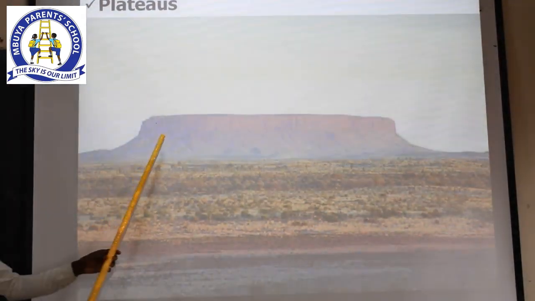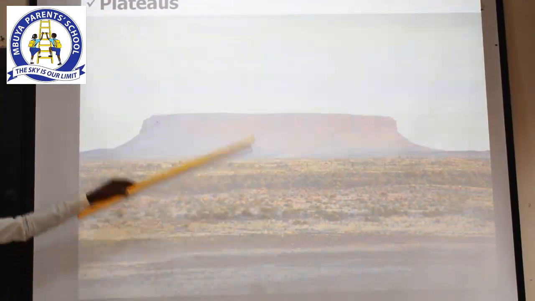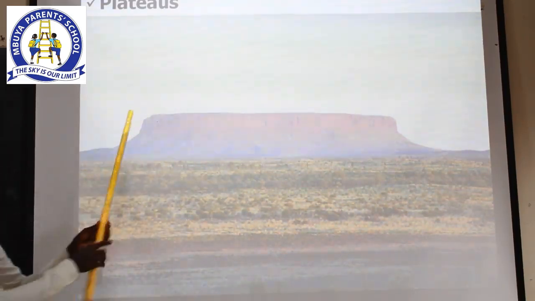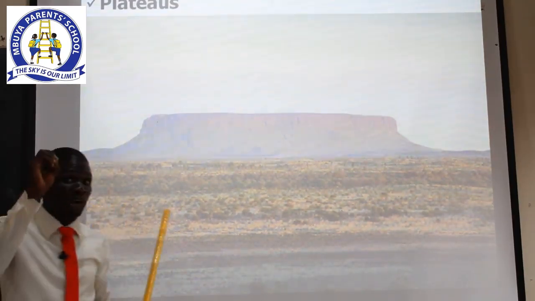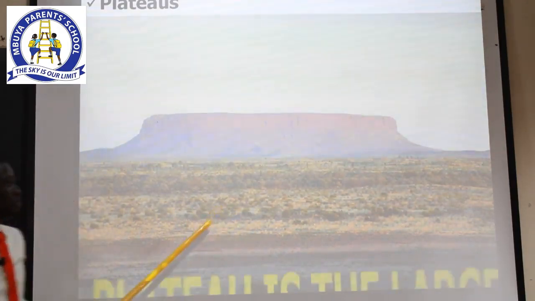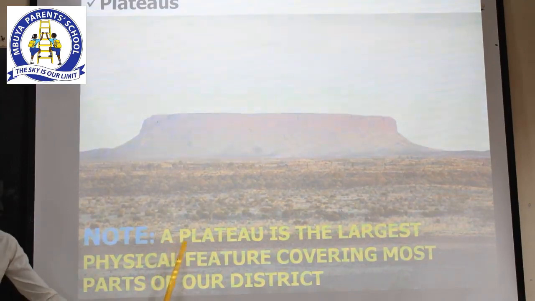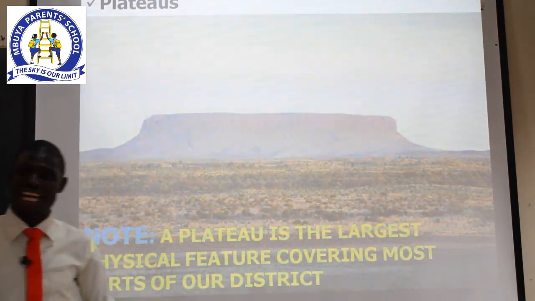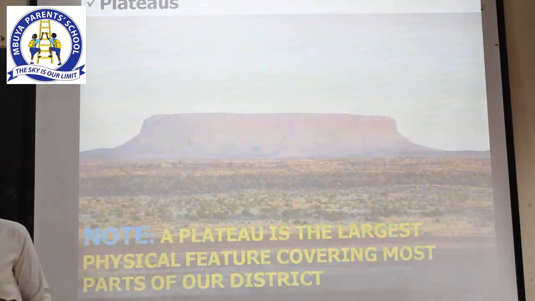This one is the picture of a plateau showing a raised tableland, a piece of land that is raised but flat. And I know you know how to draw a symbol of a plateau. Let's move on. This is the statement that I was telling you, that a plateau is the largest physical feature covering the most parts of our district. Put that one in mind.